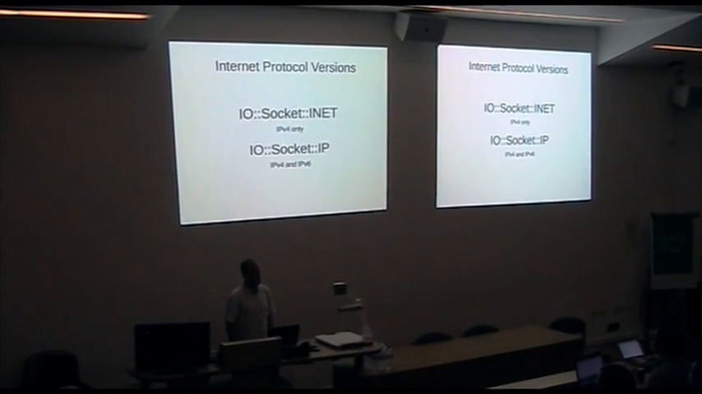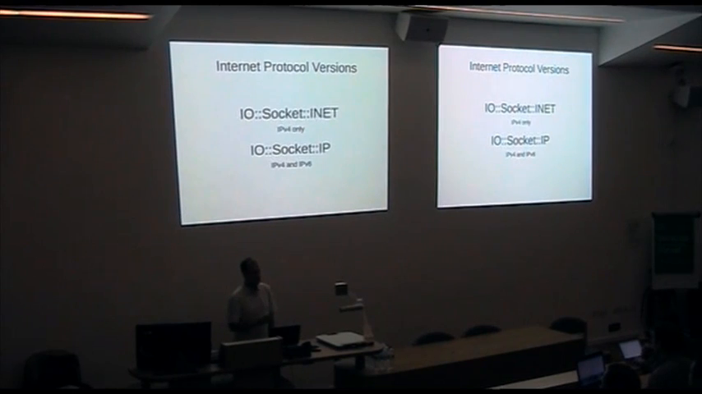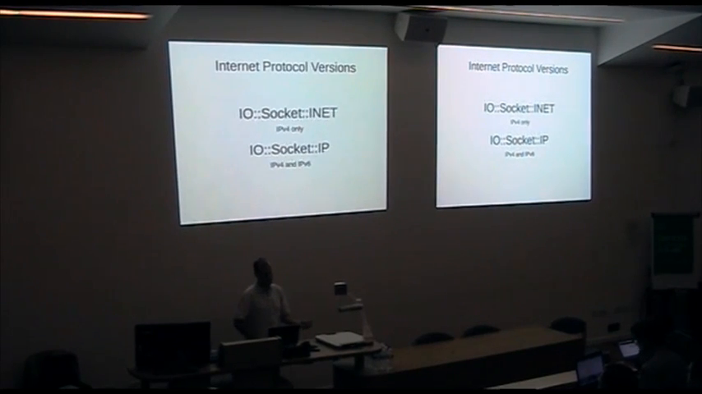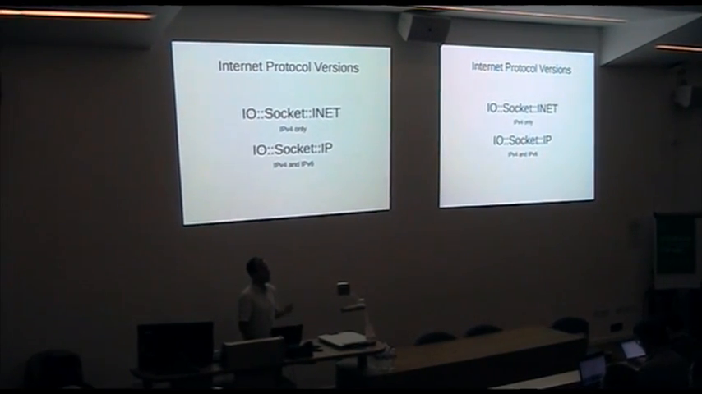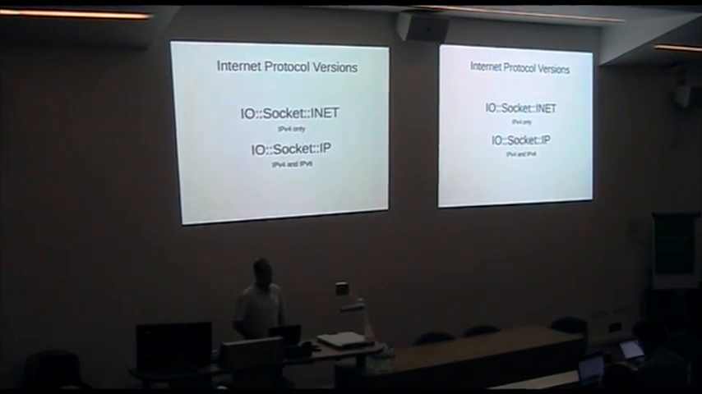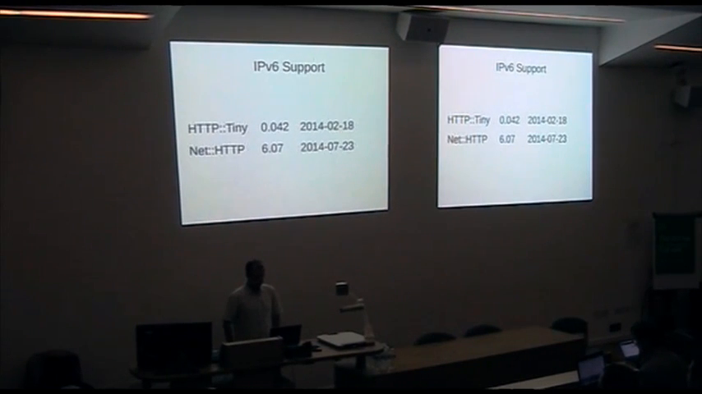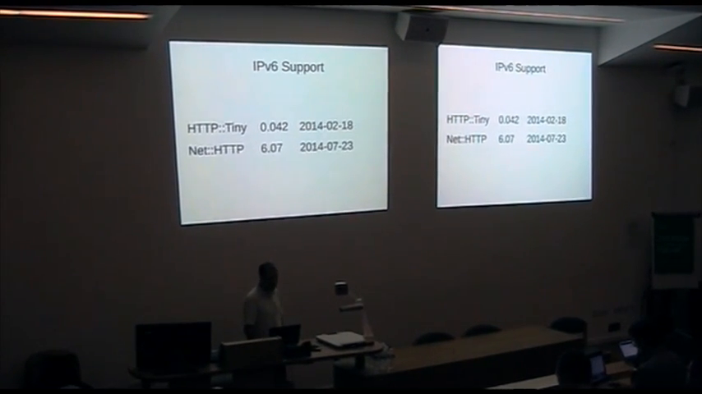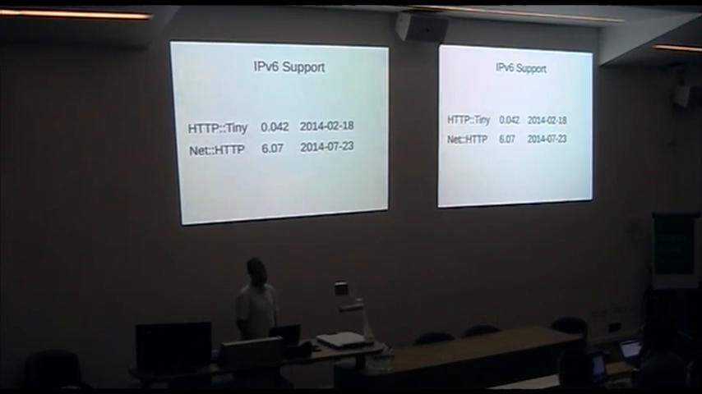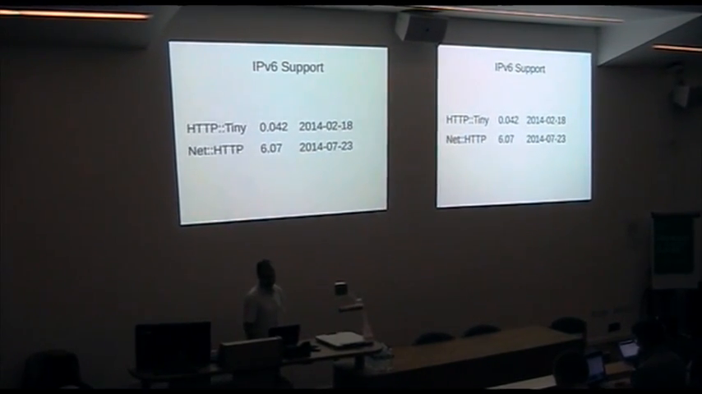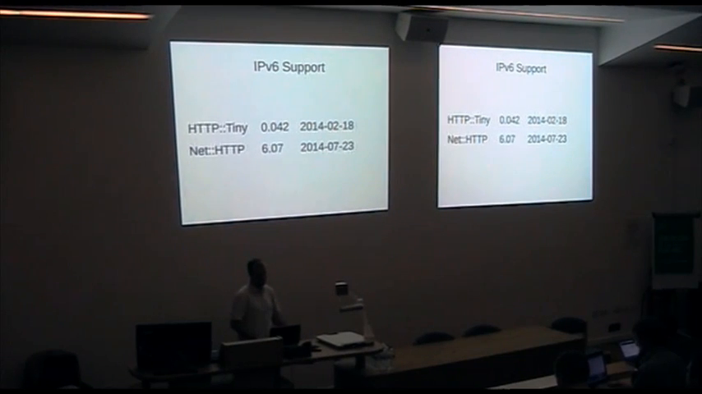And the low-level modules that support this, the web client libraries build on top of IO::Socket::INET, which is IPv4 only. But recently they've started to also use IO::Socket::IP if it's available. IO::Socket::IP is in the Perl core as of Perl 5.20, but you can install it from CPAN for earlier versions. And IO::Socket::IP supports both IPv4 and IPv6. So HTTP::Tiny, which has been in Perl core since 5.18, also supports IO::Socket::IP as of version 0.042. And Net::HTTP, which LWP sits on top of, supports that as of 6.07. So you can start using IPv6 today.